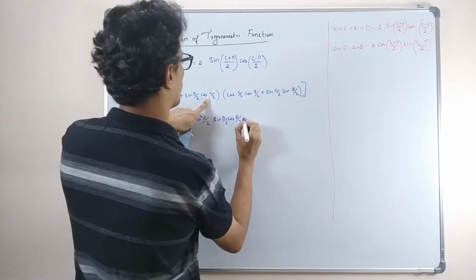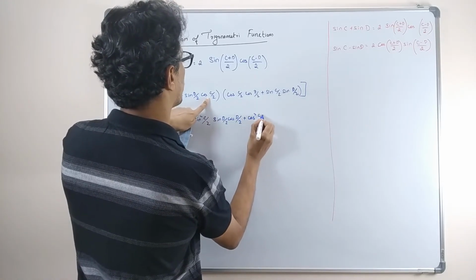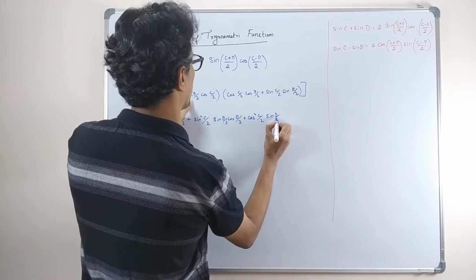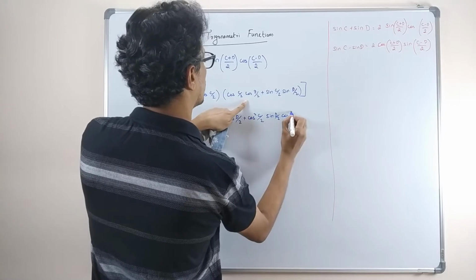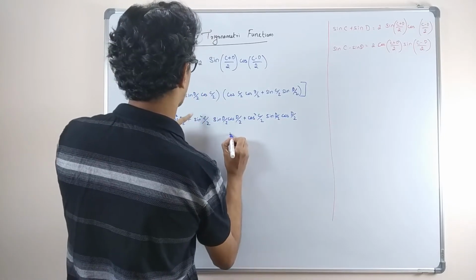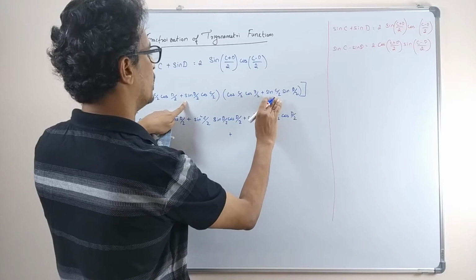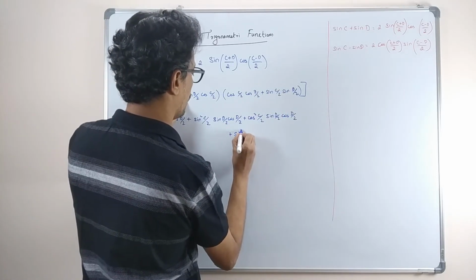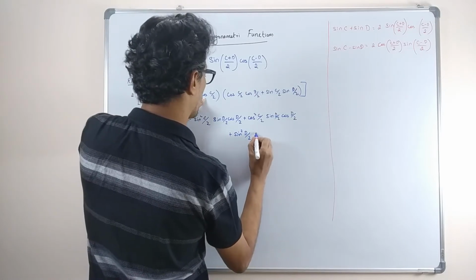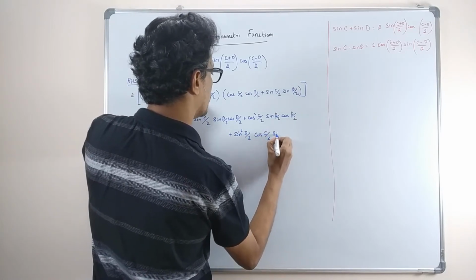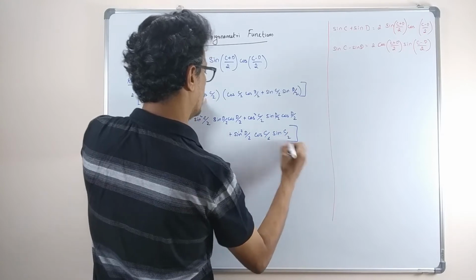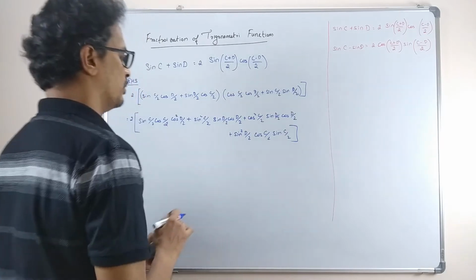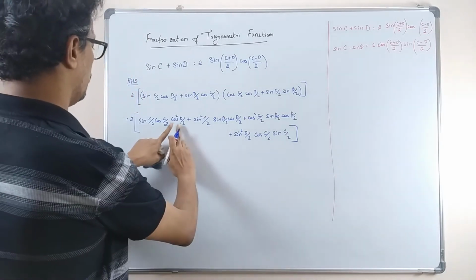Correct? So plus cos square C/2 into sin D/2 cos D/2, plus these two, right? Which will get squared? Sin square D/2 will be cos C/2 sin C/2. Sin C/2 only. Correct? So now you see here.